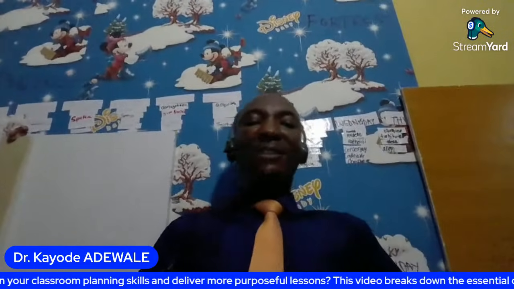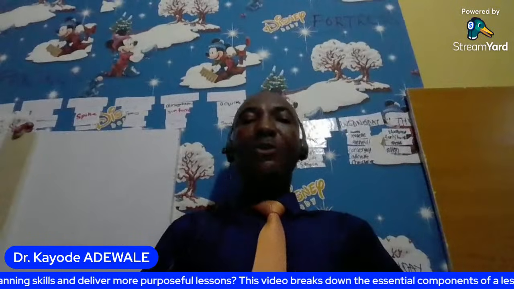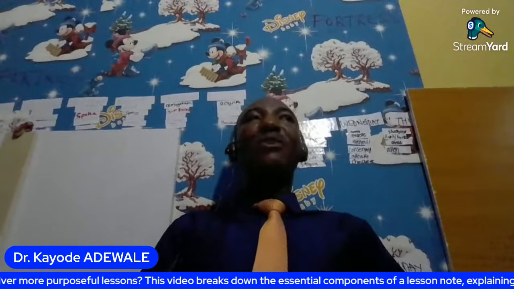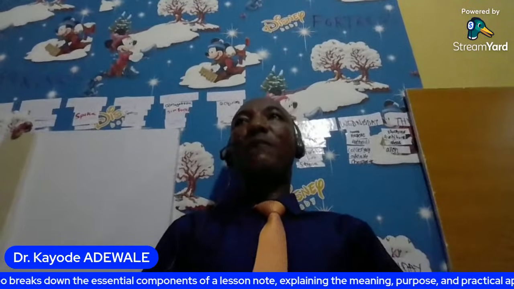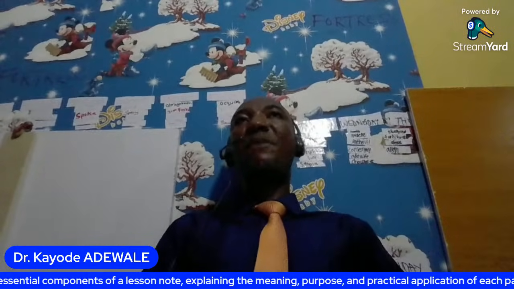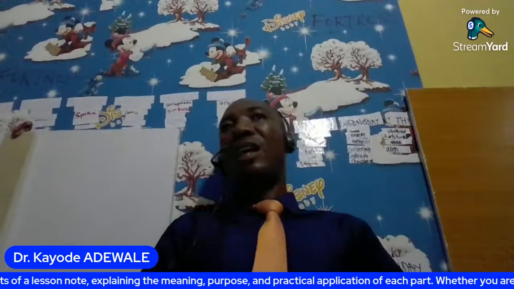So the next thing now is reference. How do you reference? I've said it's not that you just write the name anyhow. No, there is a format to follow. And the format is APA format. That is American Psychological Association format. We are now using APA 7.